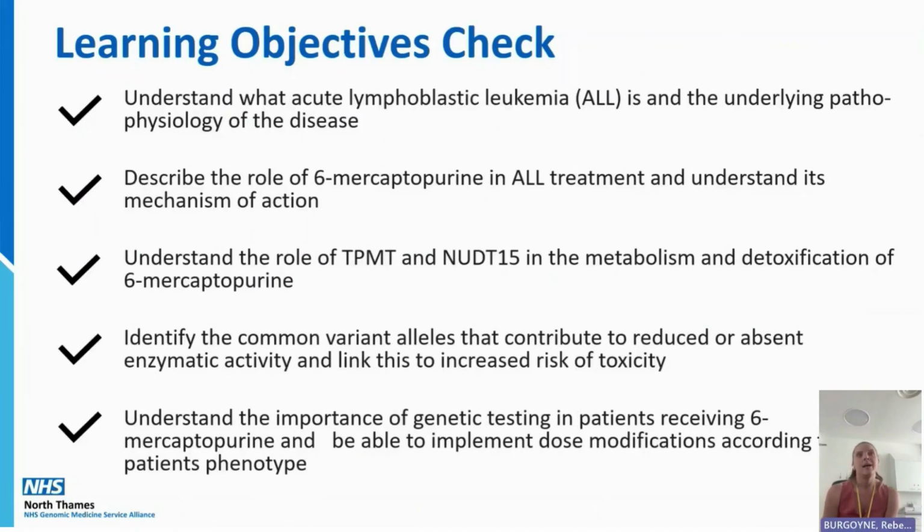So hopefully, you now understand what ALL is and the underlying pathophysiology of the disease. You can describe the role of 6-MP in ALL treatment and understand its mechanism of action. Importantly, understand the role of these two enzymes in the metabolism and the detoxification of 6-mercaptopurine. You can identify the common variant alleles that contribute to reduced enzyme activity and link this back to an increased risk of toxicity for the patients. And then understand the importance of genetic testing in patients who are going to receive this 6-MP, and importantly, be able to implement dose modifications according to a patient's phenotype.